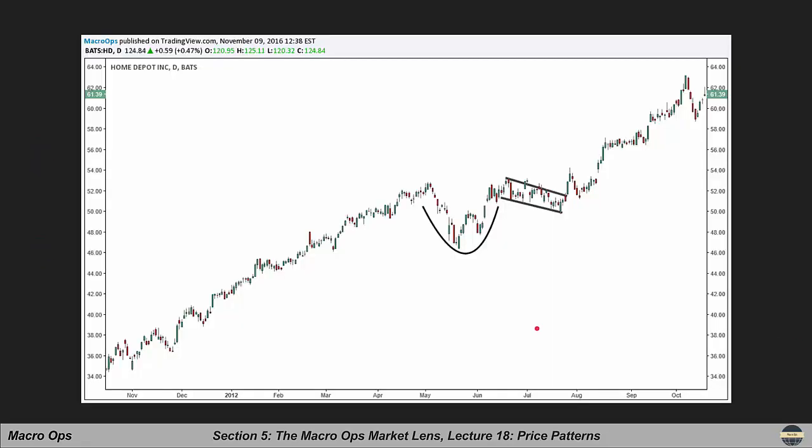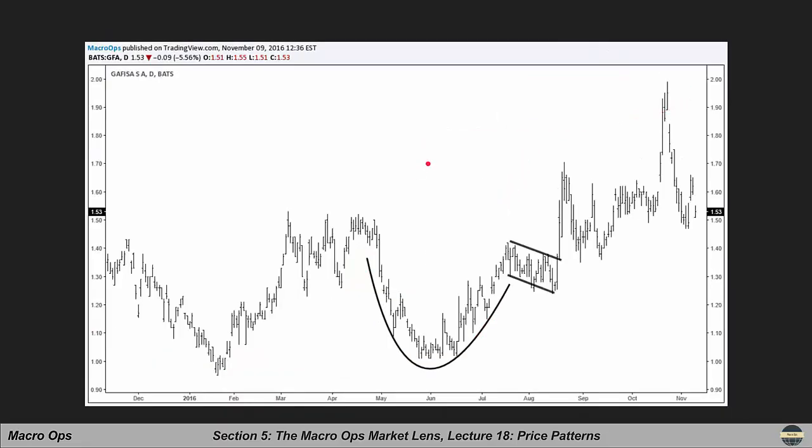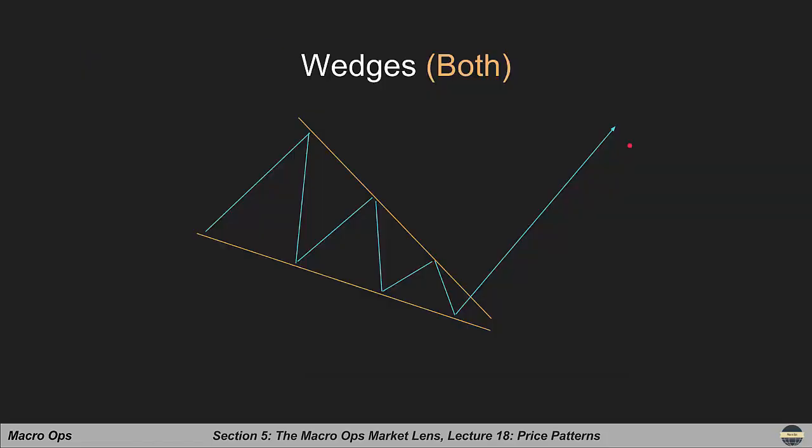So here's a good example out of Home Depot. We have a nice little dip, comes back up to prior highs, consolidates, and then launches for the next leg of the move. Very common pattern. Here's Cliffs. A nice dip off the highs, back up to the highs, consolidating right at prior highs, and then a nice strong move out of that. Very powerful pattern for equities. Here's Gafisa. Same thing. A dip, back up to prior highs, a nice consolidation and compression that leads to an upside move.